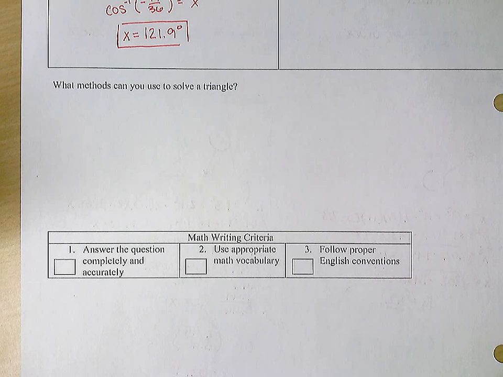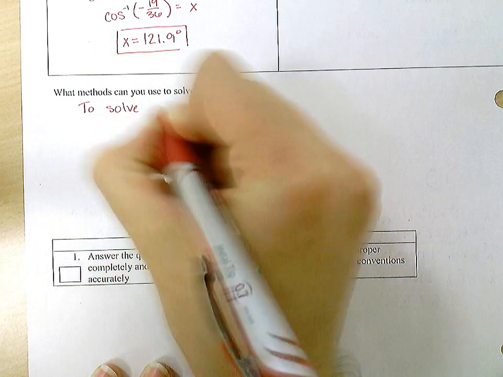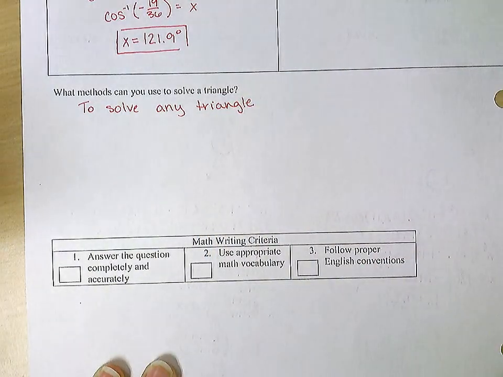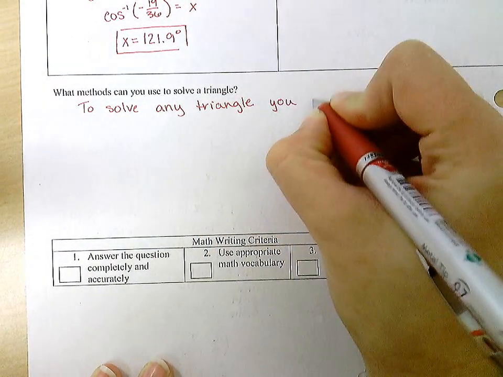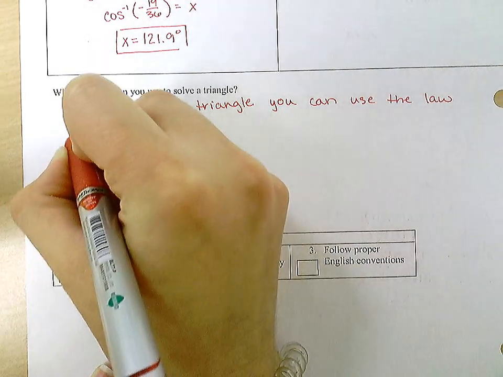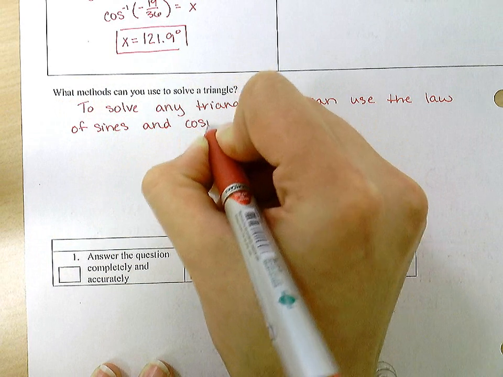So what were some of the methods that you came up with? I heard good ones to solve a triangle. Law of sine and law of cosine, right? So those are to solve what type of triangle? Any triangle. Okay, so to solve any triangle, you can use the law of sines and cosines.